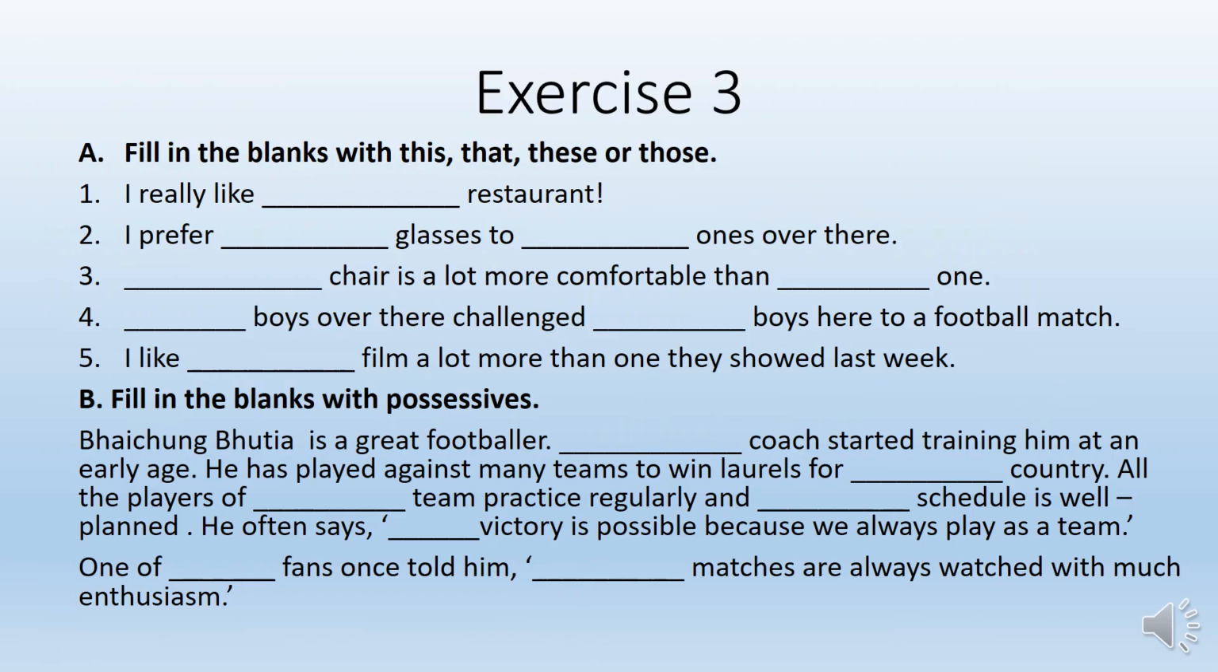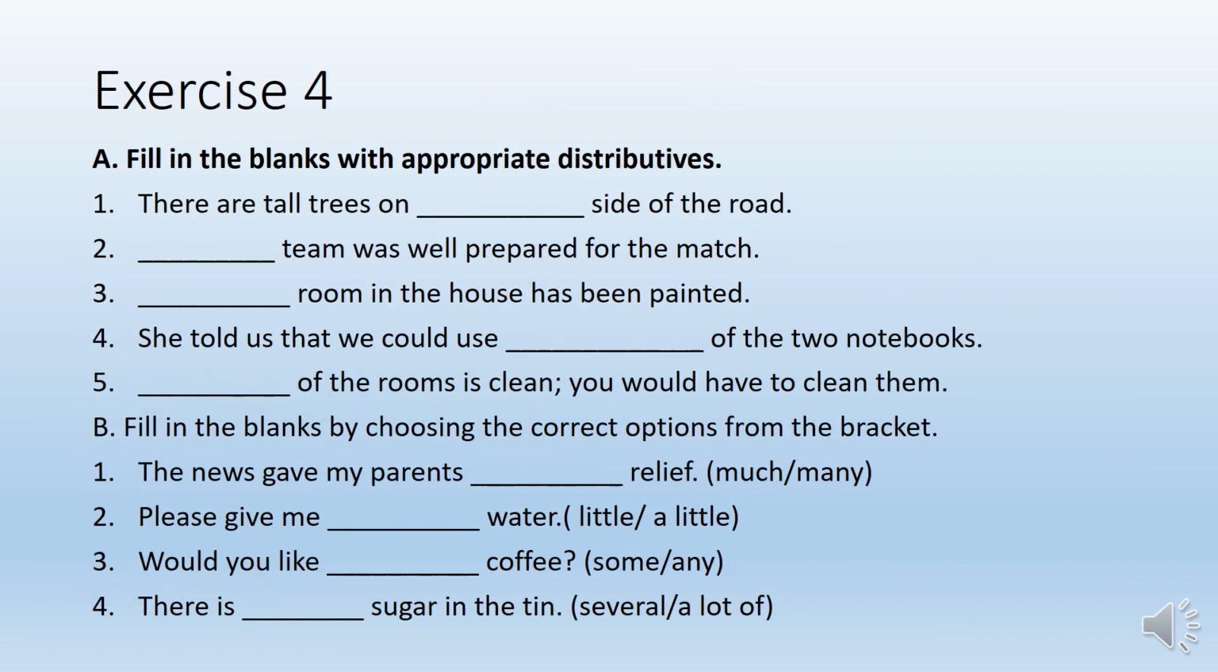Students, complete exercise 3 A and B. The first one is demonstrative determiners and the next one is possessives. You know possessives are my, mine, his, her, your. So you have to fill in the blanks with these possessives. Students, complete exercise 4 with distributives and quantifiers. You know distributives are either, neither, each and every. Hope you will be able to complete this exercise independently.